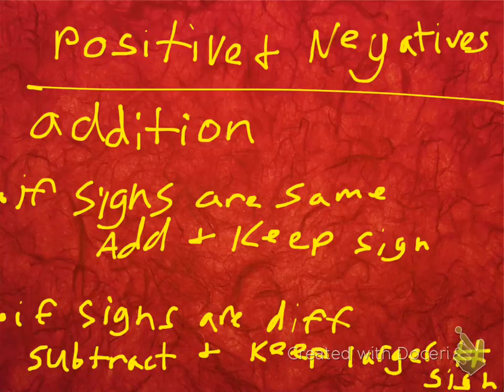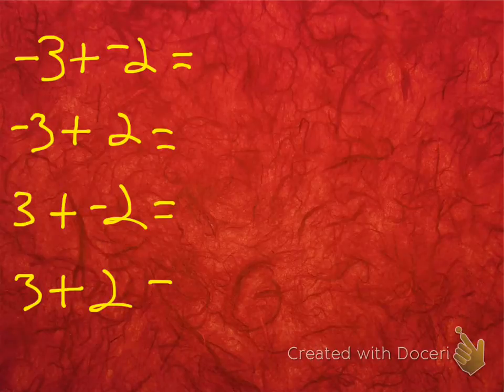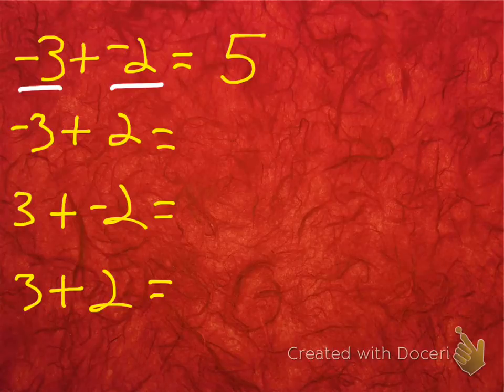Alright, let's do a couple examples of these. Let's say you have negative 3 plus negative 2. And then let's say you have negative 3 plus 2, 3 plus negative 2, and 3 plus 2. Alright. Negative 3 plus negative 2. Are my signs different or the same? They are the same. I have a negative and a negative. If the signs are the same, we add and keep the sign. So 3 plus 2 is 5, and we're going to keep it a negative.